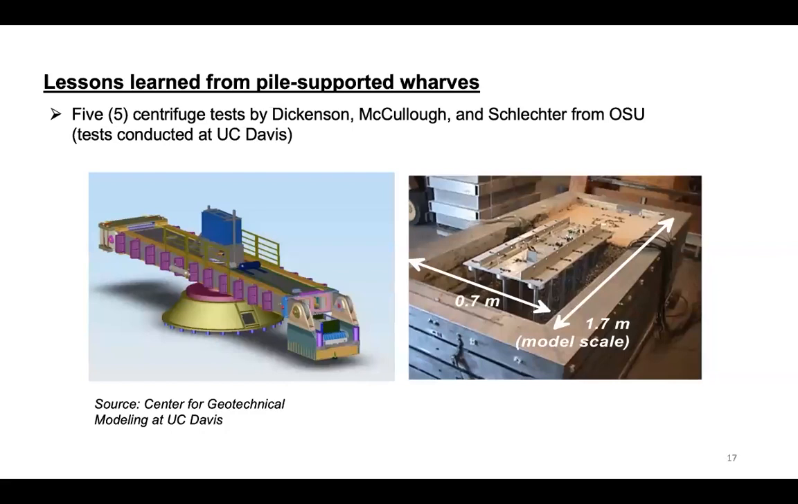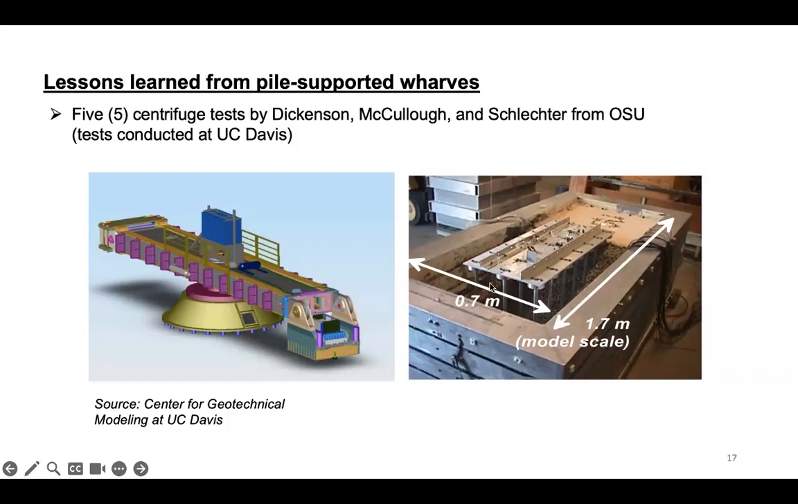The second project that I want to talk about is based on experimental data. These are recorded data from 5 centrifuge tests that were performed by Steve Dickenson, Nathan McCullen, and Scott Schlechter when they were at Oregon State University. The tests were performed at the large centrifuge facility at University of California, Davis. This is the large centrifuge with 9-meter radius arm.